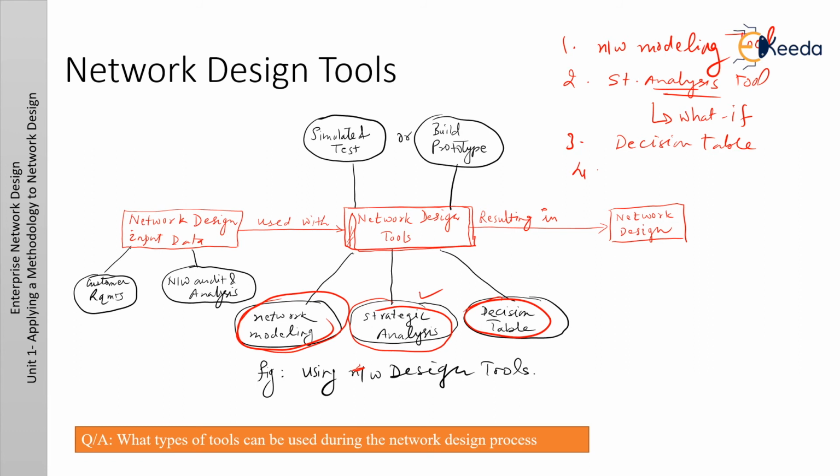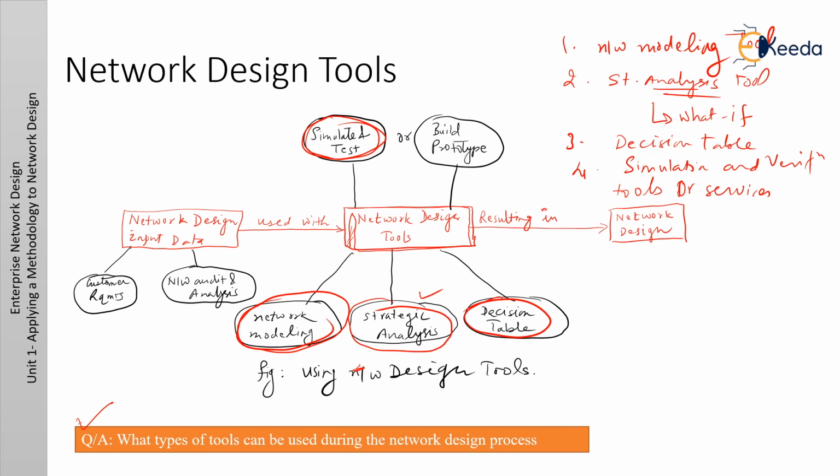And the last one is simulation and verification tools or services. So this is simulation and test. These tools or services are used to verify the acquired design, thereby lessening the need for a pilot network implementation. So here we have a question: what type of tools can be used during the network design process?